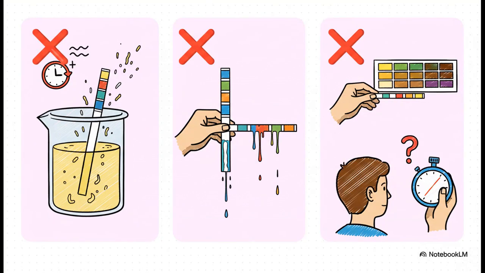And this slide shows you exactly why that procedure is so strict. For instance, if you leave the strip in the urine too long, you can actually wash the chemicals right off the pads, which could give you a false negative result. If you don't blot it right, the colors from one pad will bleed into the next, we call that runover, and totally mess up your results. And reading it too early or too late, you're just going to interpret the color wrong. These aren't just suggestions, they are fundamental for getting a valid result.